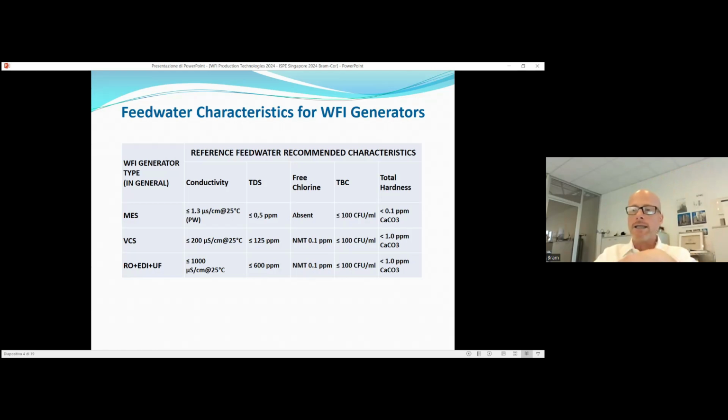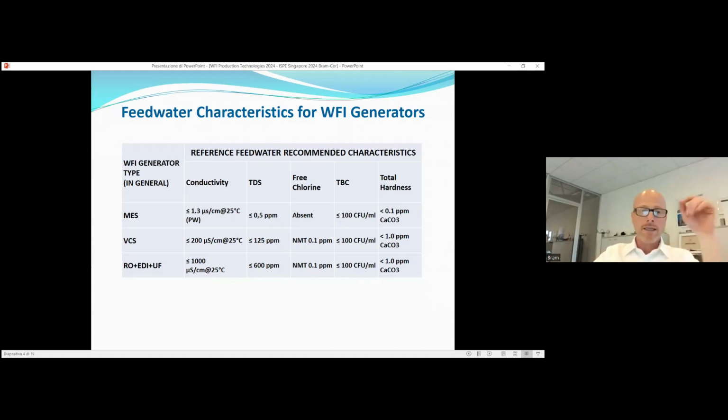In the reality, the machine is much more tolerant. We have some customers that are using 300, 400, or even 500 or 800 microsiemens obtaining WFI. But clearly the machine is much more stressed. The stops for cleaning, descaling, etc., are much more frequent. So you have a stop in production with losses and so on. And so we tried to balance with a recommended characteristic for the feed water.